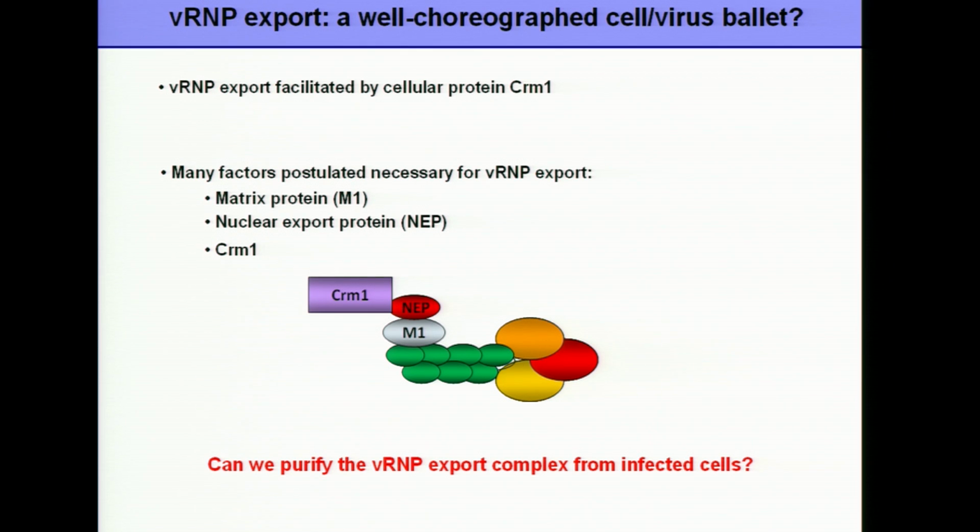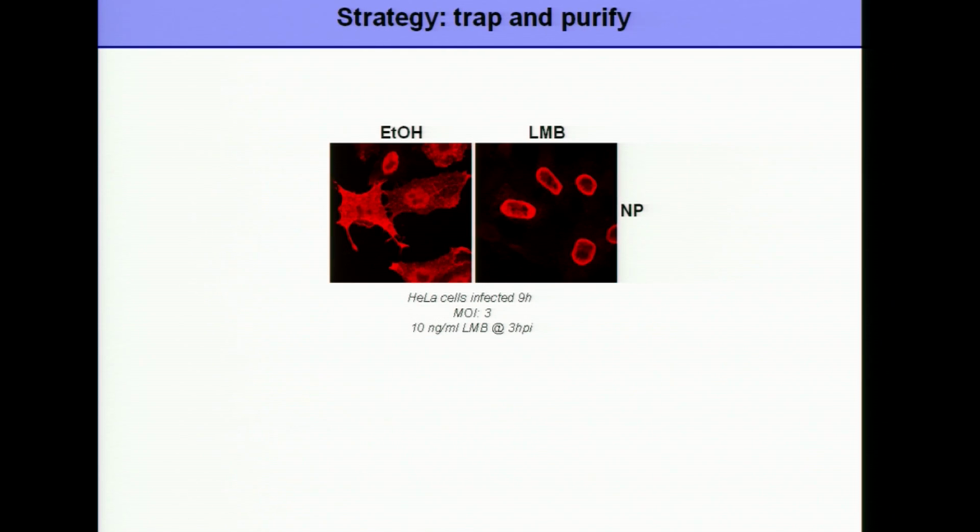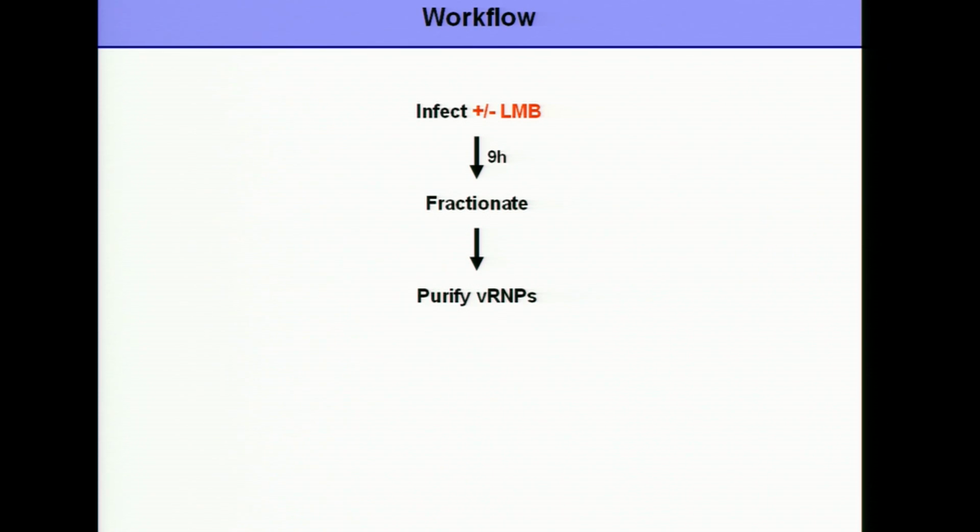So the question we asked is, could we use these two tools that I just described to you to purify this type of complex from infected cells? The strategy we took was to take advantage of the fact that there's a chemical inhibitor of Crm1 known as leptomycin B. If you treat influenza-infected cells with leptomycin B at a late time point of infection, the vRNPs become trapped inside the nucleus. So the way we carried out the experiment, essentially, we infect cell cultures with this recombinant virus I was just showing you, in either the presence or absence of leptomycin B. Then at a late time point of infection, we harvest the cells, fractionate the nuclei into the lysates I showed you, and from each of these fractions, we purify the vRNPs using affinity purification.